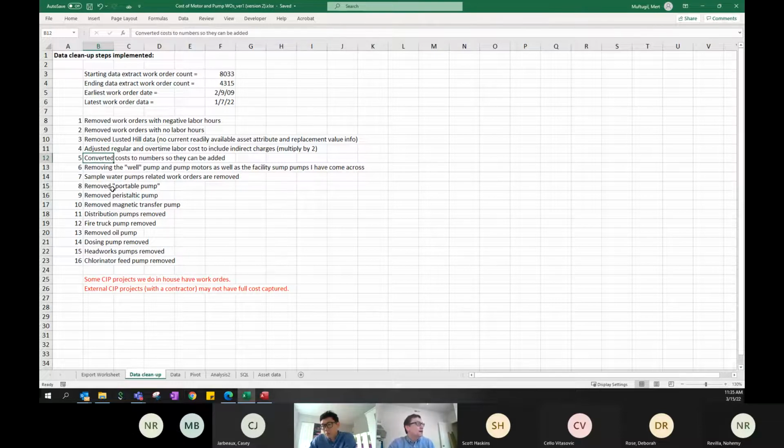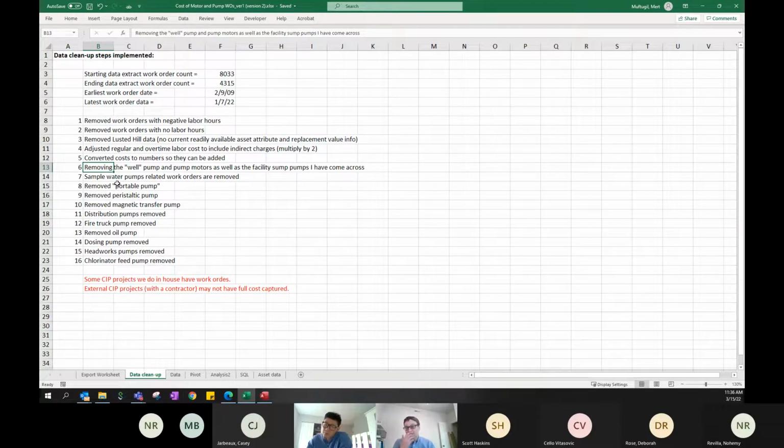Okay, oh yeah, this is interesting. The extract you get has numbers as text, so you have to convert them to numbers so you can actually do maths with them. The pump data also captured 25 of our well pumps, on groundwater pumping. I had to remove those because they are a whole different ball game when it comes to their O&M practices. I don't want to put them in the same bucket as our pump station pumps because they will sway things. So I removed those.